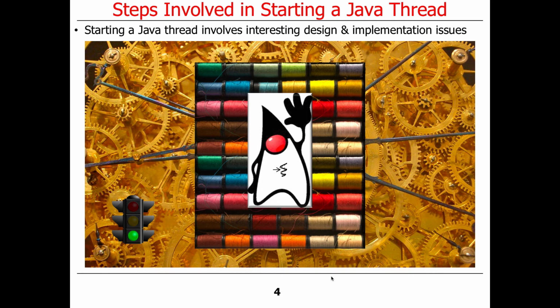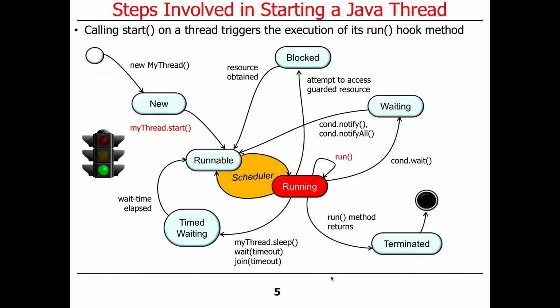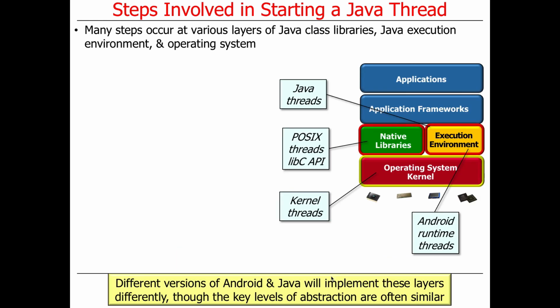So starting a Java thread has a bunch of different things going on. It's actually quite complicated to do this. It takes a fair amount of time in the collaboration between the Java virtual machine and the operating system. And thread startup time is non-trivial, even on fast processors, although it's obviously getting better as hardware gets faster. So when you call start, that triggers ultimately the execution of the run hook method. And as I said before, it doesn't happen immediately, but it goes through a sequence of steps that ends up causing run to get called back.